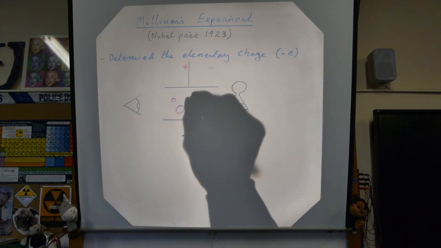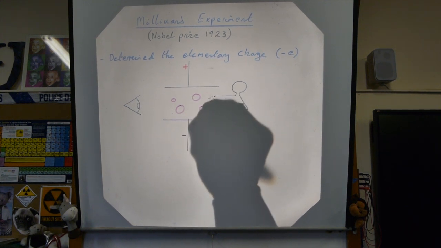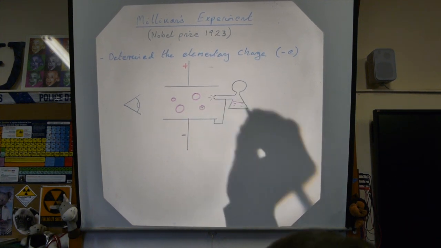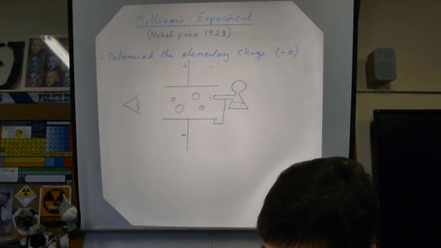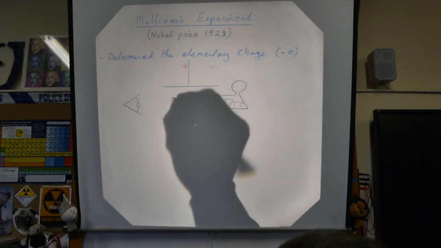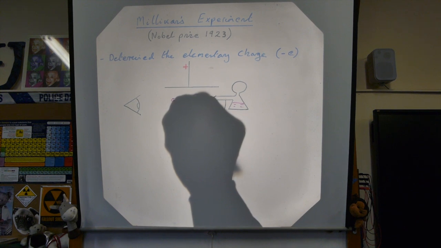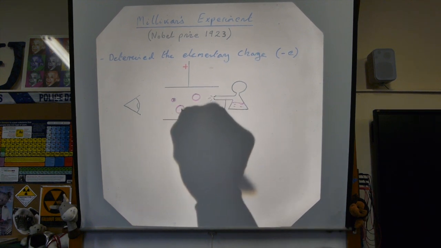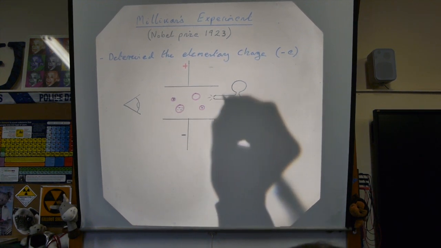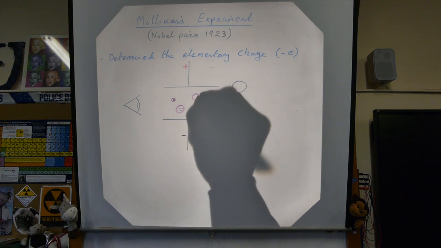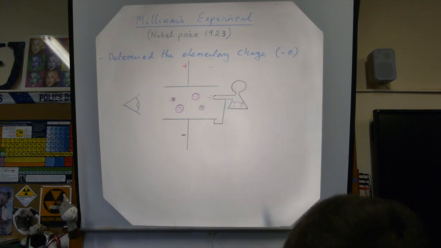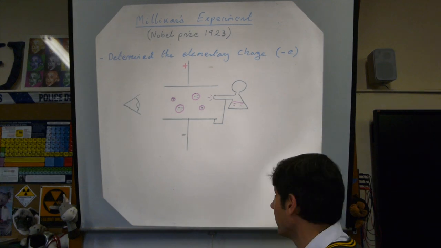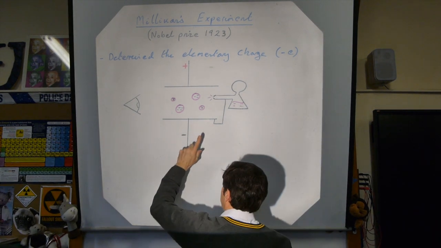Now, these drops picked up different numbers of electrons. So maybe that one picked up 1 electron, obviously a lot more than that probably. This one might pick up 2 electrons. This might pick up a few, maybe 4. And this might pick up, I don't know, 3 electrons. Now you're going to get lots and lots of drops in here.